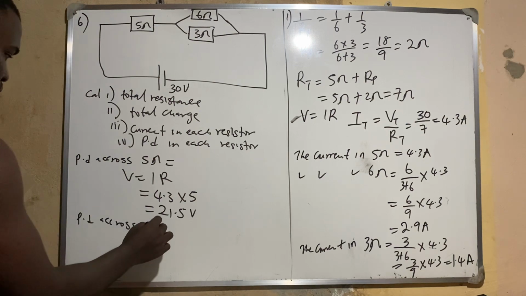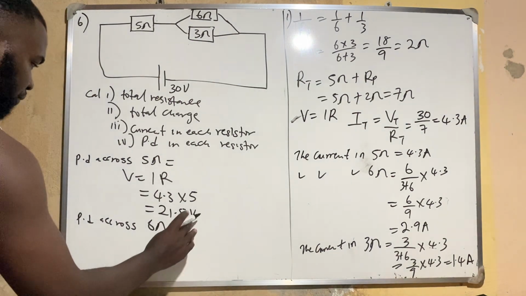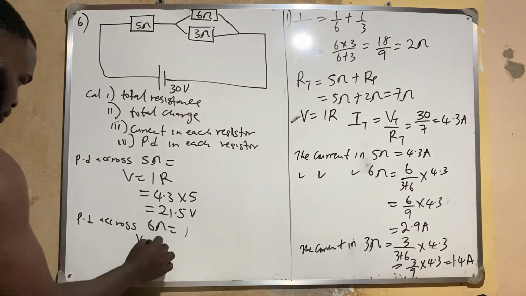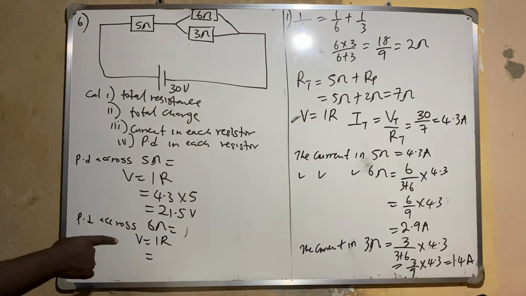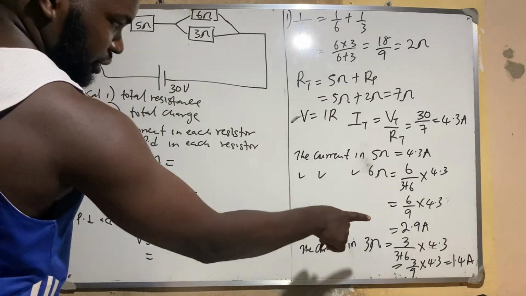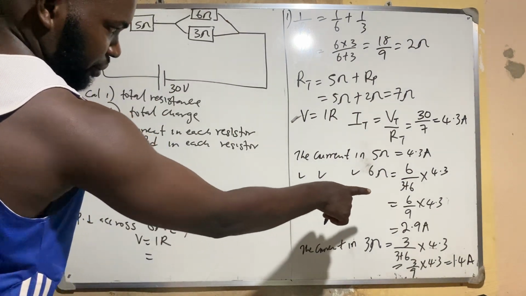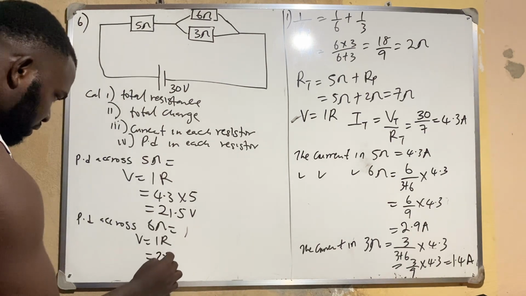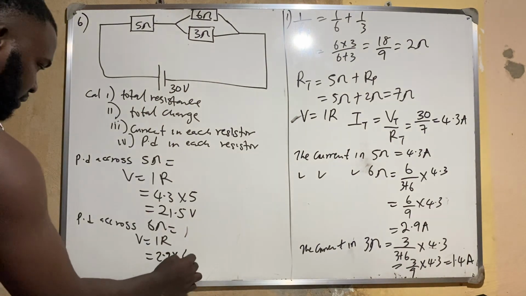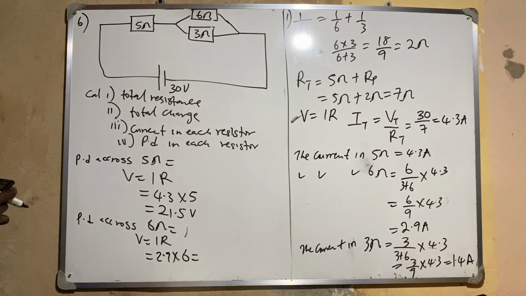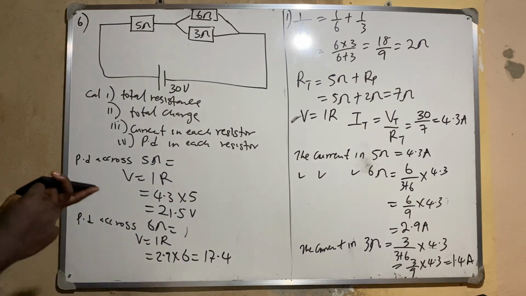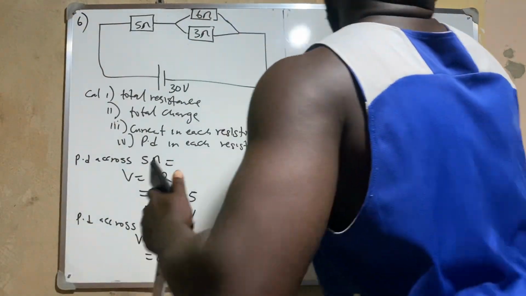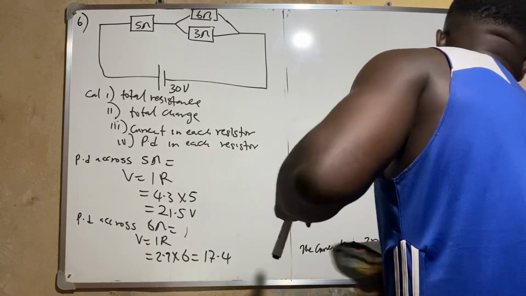The potential difference across the 6 ohms should be V equal to IR again. The current that entered there is 2.9, times the resistance there, which is 6. So 2.9 times 6, what do you have? 17.4. So for the last one, the potential difference across the last one now.